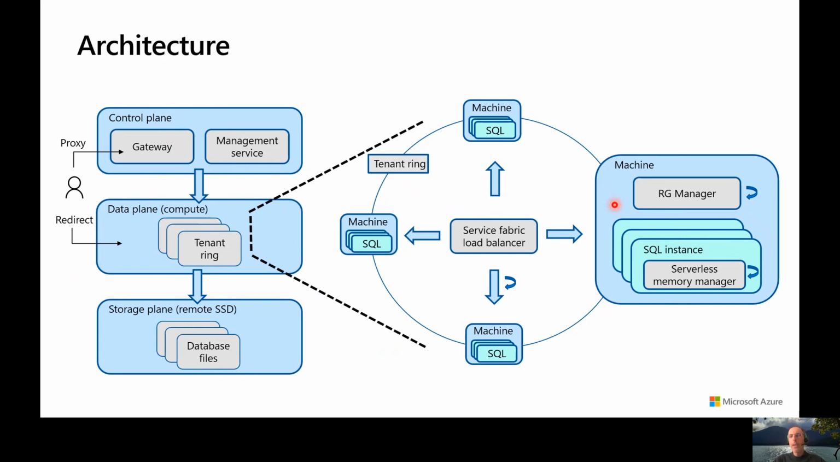Now, there can be cases where the overall machine itself is overutilized. In that case, the service fabric re-enters the picture and identifies a different machine in the same tenant ring that has sufficient capacity to accommodate that rescaling operation for the serverless database, and will then orchestrate repositioning that database from one machine to the other.